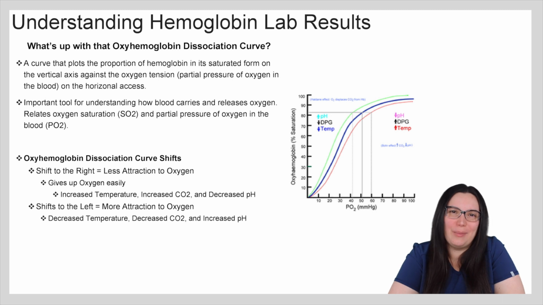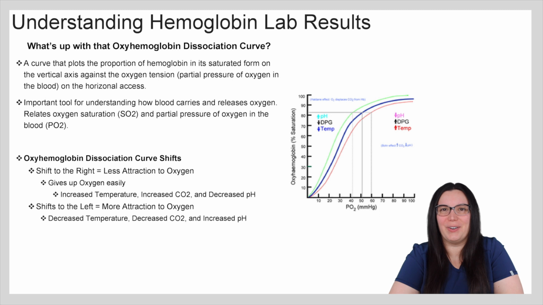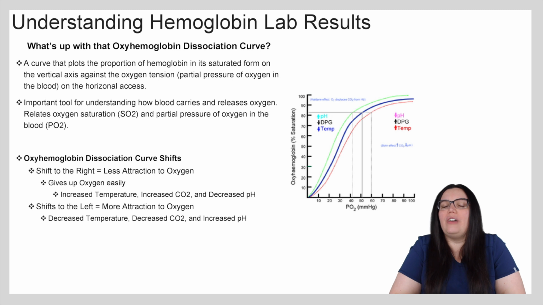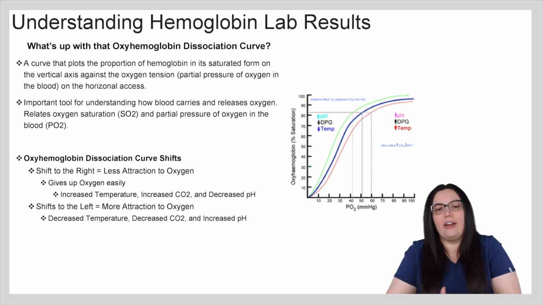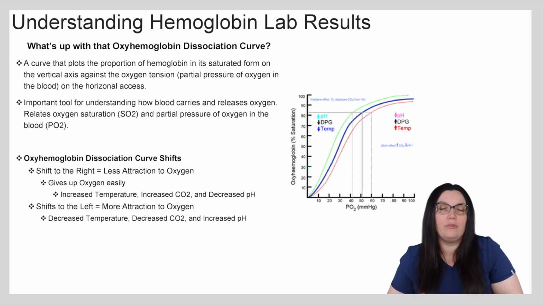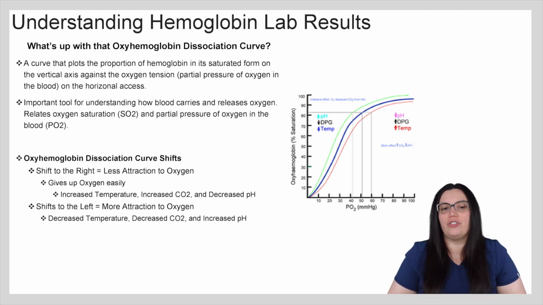So we can't talk about hemoglobin without talking about the oxyhemoglobin dissociation curve. It's a curve that plots the proportion of hemoglobin in its saturated form on the vertical axis against the oxygen tension, which is the partial pressure of oxygen in the blood, on the horizontal axis. It's really an important tool for understanding how blood carries and releases oxygen as it relates to oxygen saturation, which is our SO2, and our partial pressure of oxygen in the blood, which is our PO2.